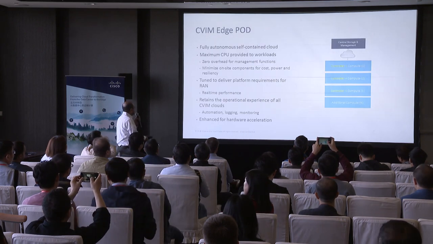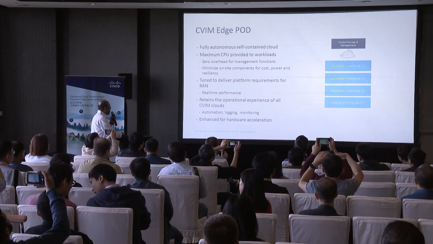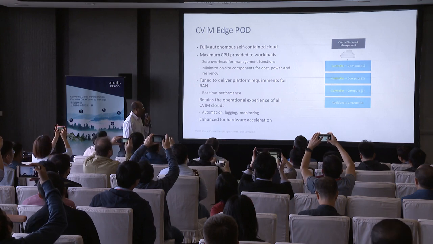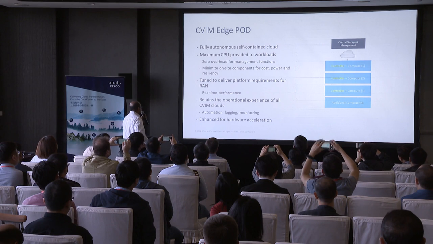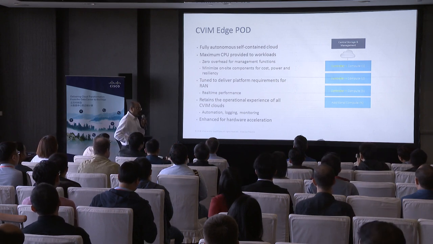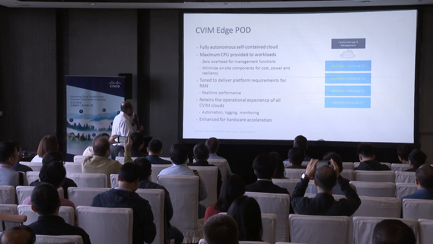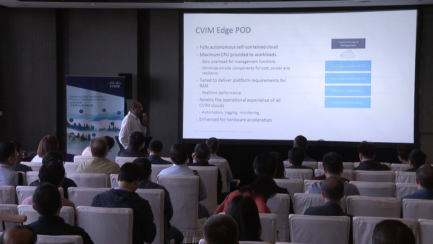Some of those are written here. So one of the challenges that Rakuten came up with is this cloud at the edge, where there were constraints on hardware, constraints on power, constraints on space. So what we did is we came up with a modified CVIM to essentially maximize, obviously a fully automated, autonomous, self-contained cloud, but we maximized the CPU.